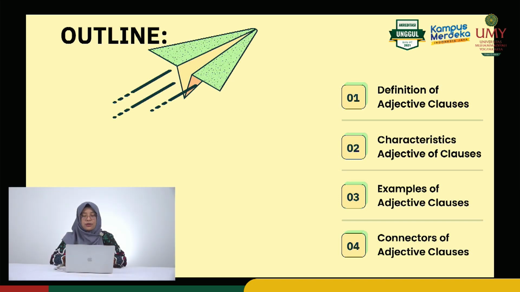I'll see you again in this discussion regarding the dependent clause. Remember, last time we already talked about one type of dependent clause, that is adverb clause. And today we are going to talk about another type of dependent clause, that is adjective clause. We are going to start with the definition of adjective clause, the characteristic of adjective clause, the example of adjective clause, and also the connector of adjective clause. So now, are you ready to talk about them one by one?